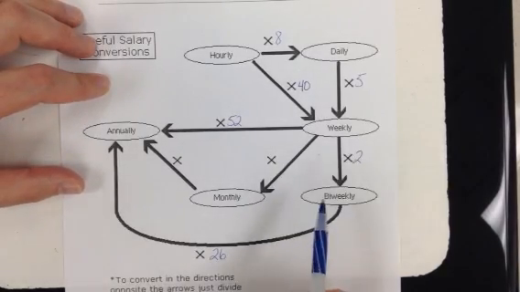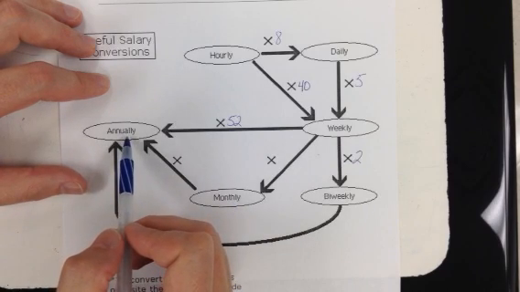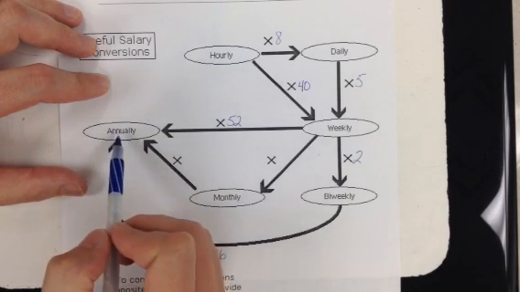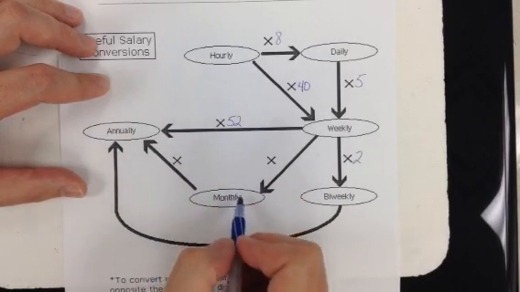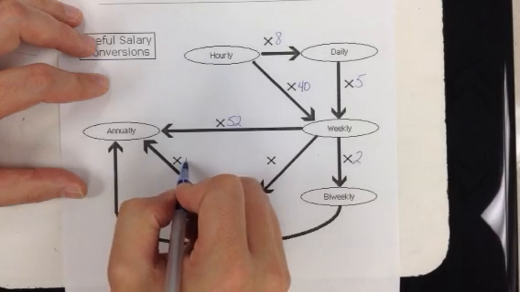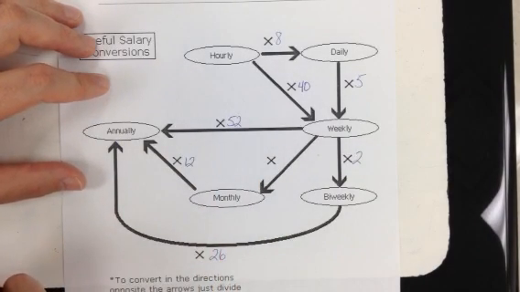The last one that we're going to look at is going from weekly to monthly and then monthly to annually. Okay. Now, going from monthly to annually is pretty straightforward. How many months are in a year? Well, there's 12 months in a year. So if I know how much I earn in 1 month, I can multiply it by 12 months to figure out how much I make in a year as well.